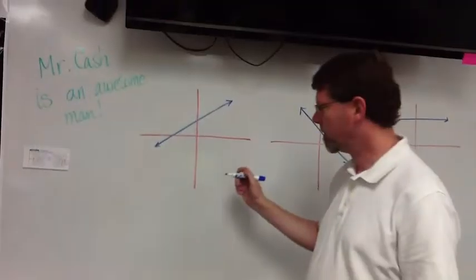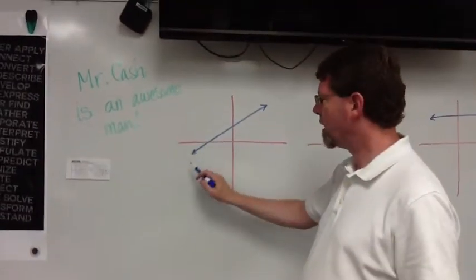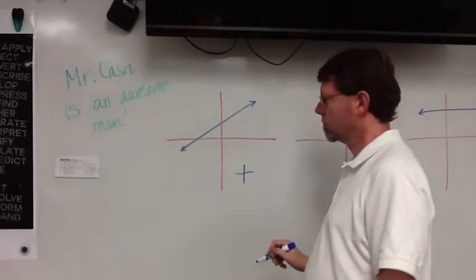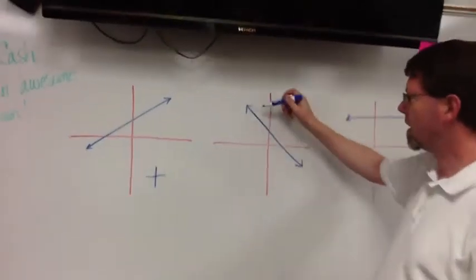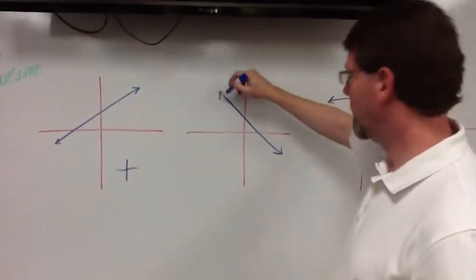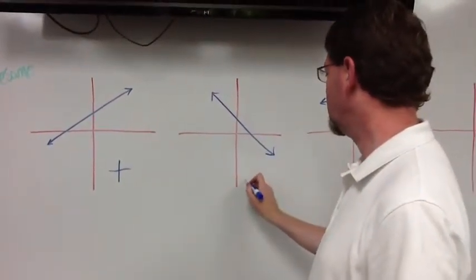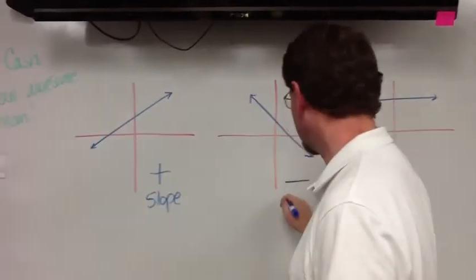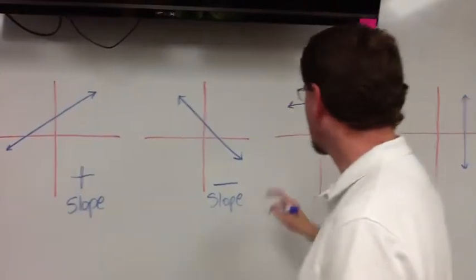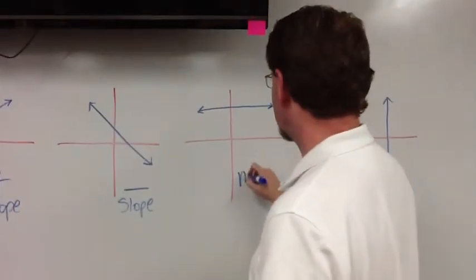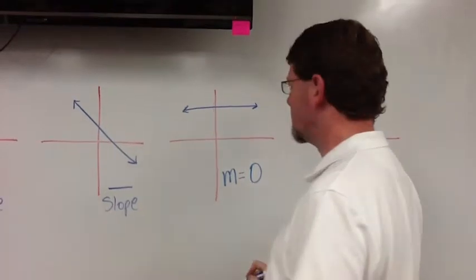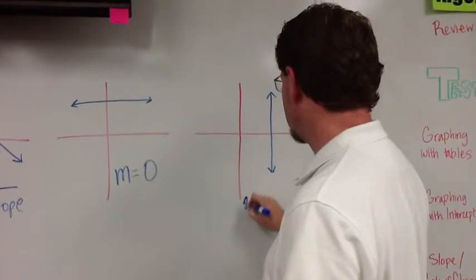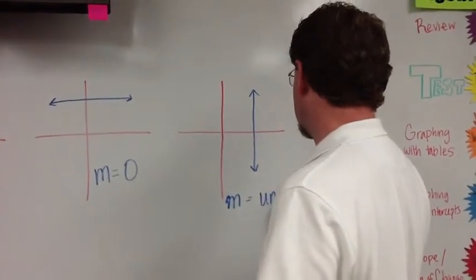As a summary, when you see a line that rises from the left to the right, it's going to have a positive slope. When you see a line that falls from left to right, it's going to have a negative slope. When you have a horizontal line, the slope is going to equal 0. And when you have a vertical line, the slope is undefined.